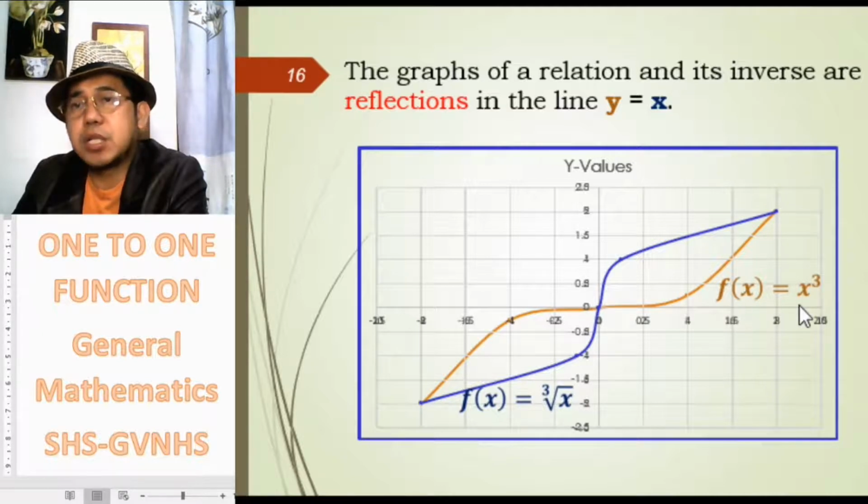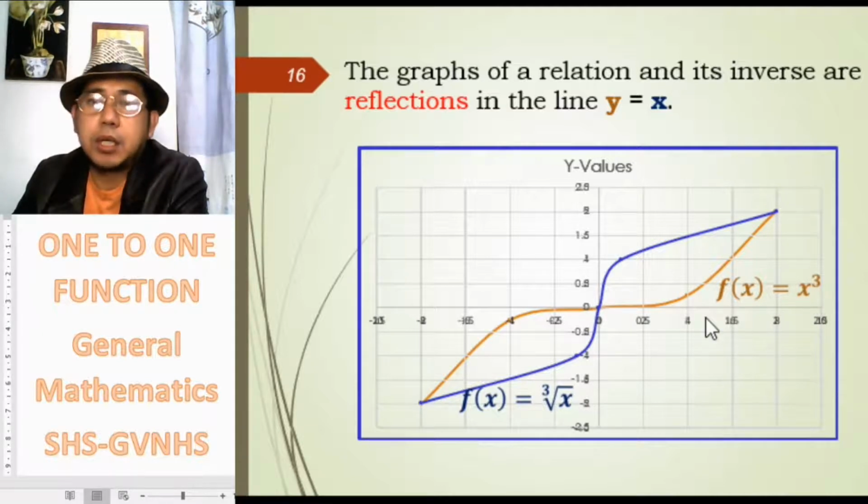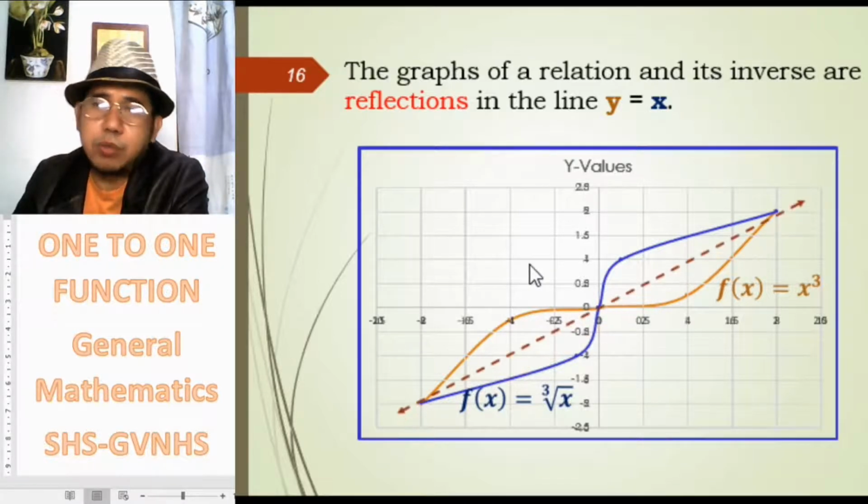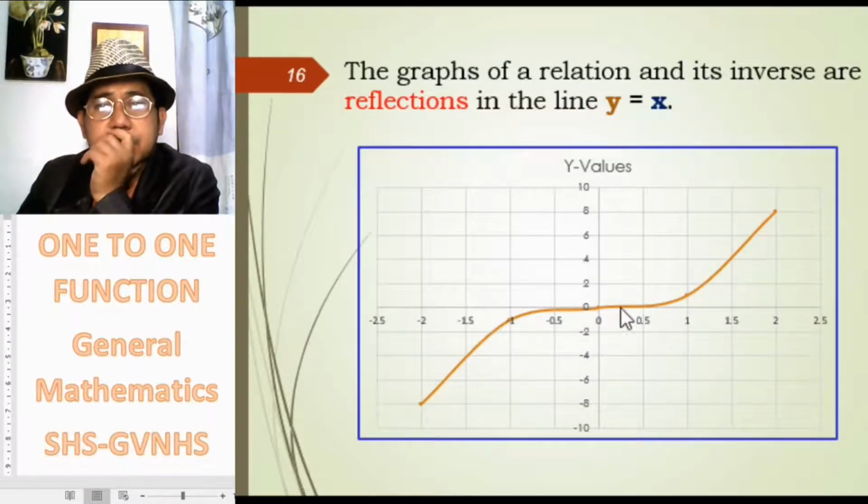f of x is equal to x raised to 3. Now it says in here the graph of the inverse is the reflection of the original function. So, you will notice I have this one. Here is my line y equal to x, and this is the graph of my original function.